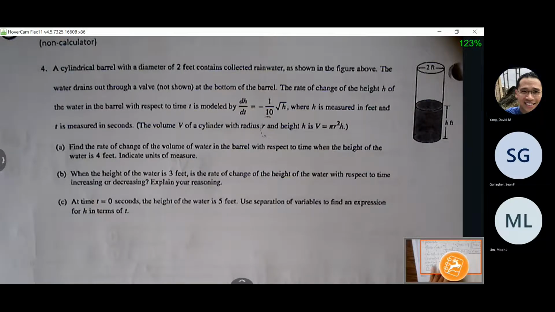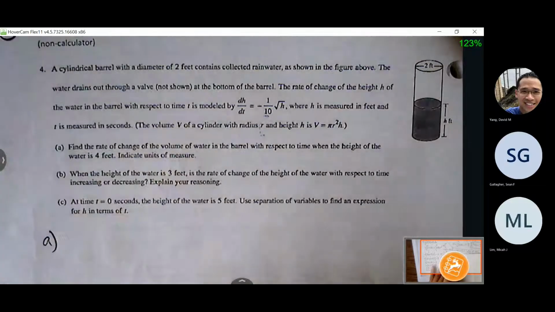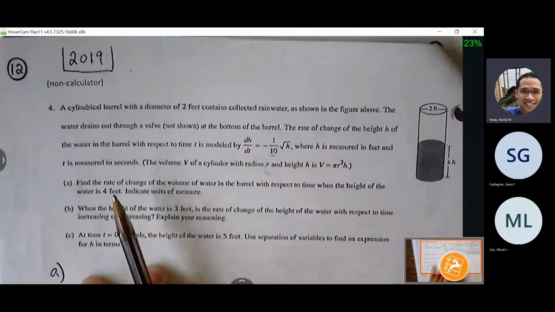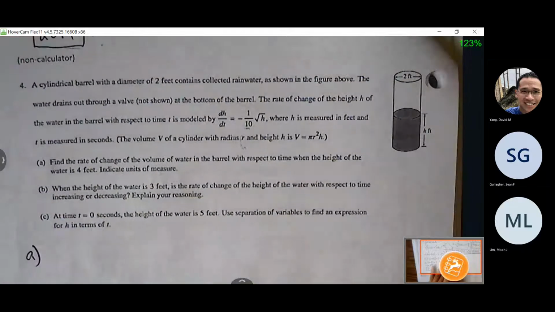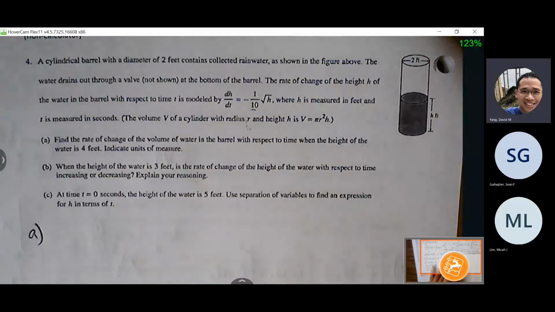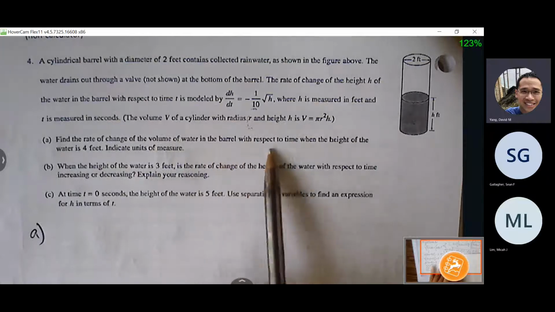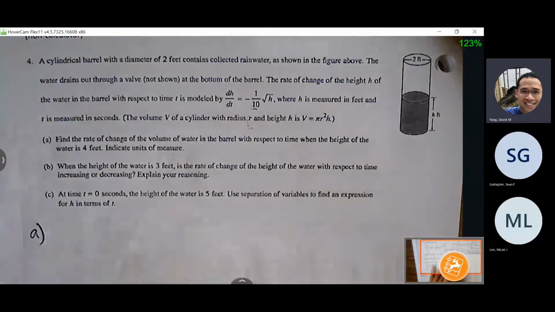Where h is measured in feet, and t is measured in seconds. The volume is given by V equals pi r squared h. Okay, so let's look at part A. Part A says find the rate of change of the volume of water in the barrel with respect to time. So we're trying to find dV/dt when the height is 4 feet.